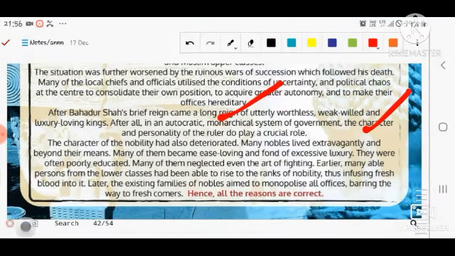The character of the nobility also deteriorated. Many nobles lived extravagantly and beyond their means. Many of them became ease-loving and fond of excessive luxury, and they were often poorly educated. Many of them neglected even the art of fighting. Earlier, many able persons from the lower classes had been able to rise to the rank of nobility, infusing fresh blood into it. Later, the existing noble families aimed at monopolizing all offices.